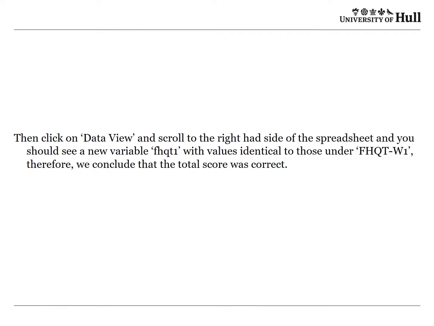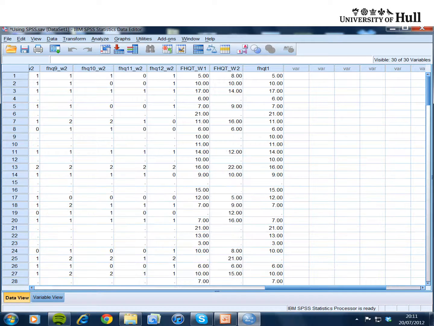Then click on Data View and scroll to the right hand side of the spreadsheet, and you should see a new variable FHQT1 with values identical to those under FHQT-W1. Therefore, we conclude that the total score was correct. So compare the variables in the third but last and the last column, and they are the same. So what you've learned to do there is how to calculate a total score.